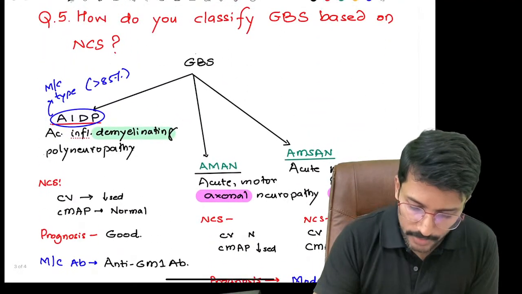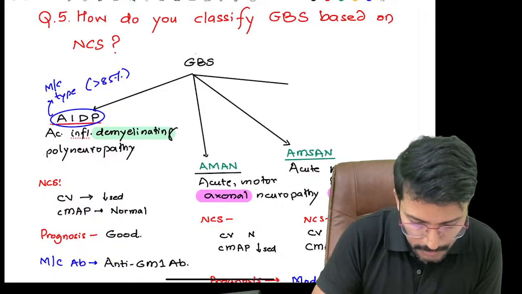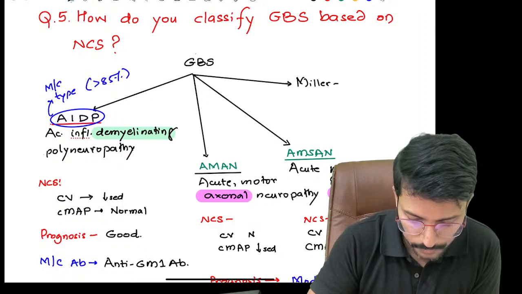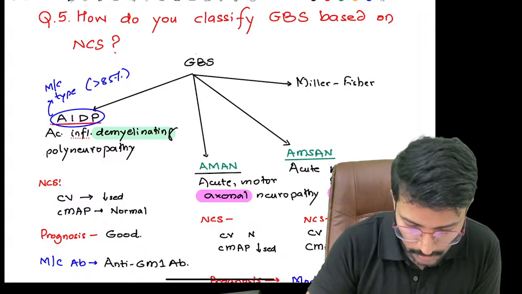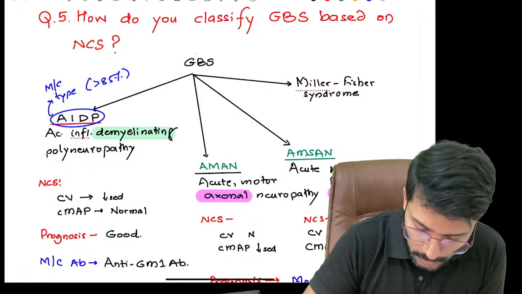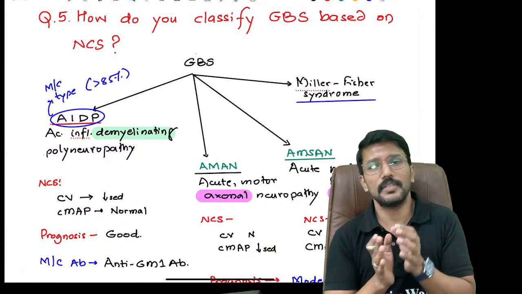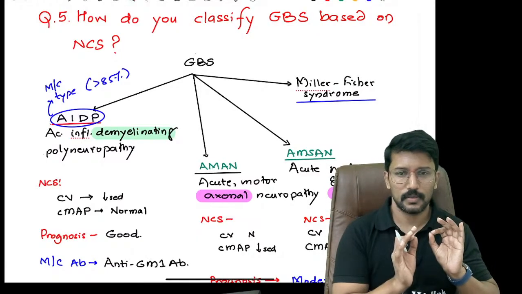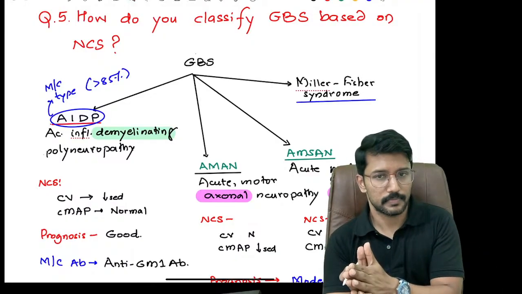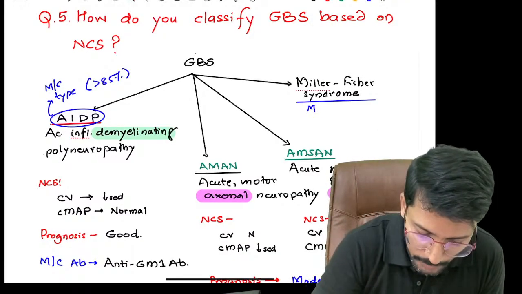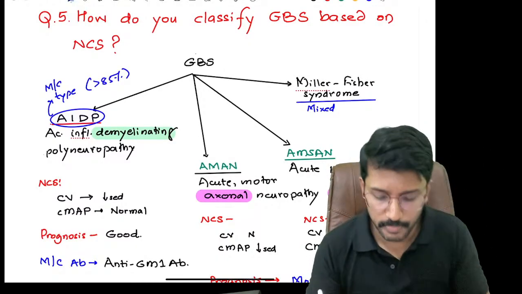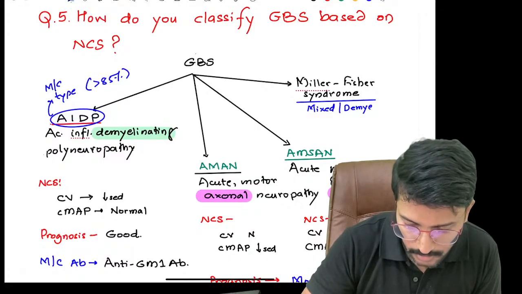Okay. Now we have one more variant, which is often even described as a separate disorder itself, called Miller-Fisher syndrome. Now, this Miller-Fisher syndrome is a condition where you often have a mixed pattern of injury, or some patients will predominantly have the demyelination pattern. So this could be a mixed pattern. When I say mixed, what does it mean? Both axonal as well as demyelination. Myelin is gone, axon is also gone, or some patients may just have demyelination.